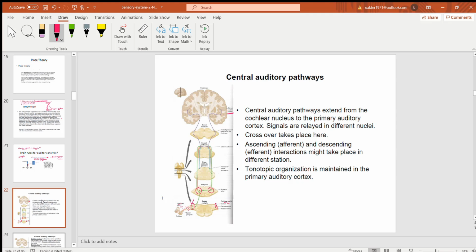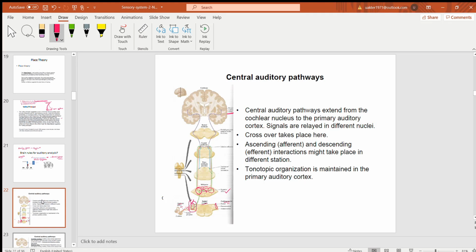So this is midbrain, this is medulla, cochlear nucleus here, superior olivary nucleus or superior olive. Okay, here you see that many fibers are going to the opposite side, opposite olivary nucleus. That means crossover takes place, so from one side to another.